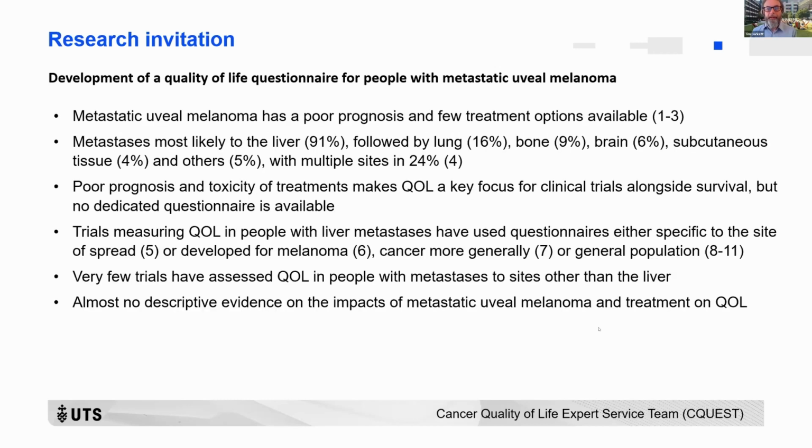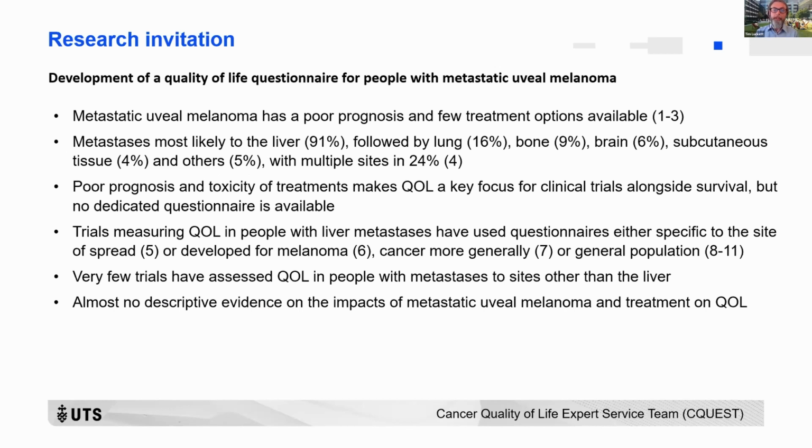So just very quickly, some background. I don't need to tell this audience much of what I've got up on this screen. The poor prognosis and toxicity of treatments that we've been hearing about today make quality of life a key focus for clinical trials alongside survival, but there is no currently dedicated questionnaire available.